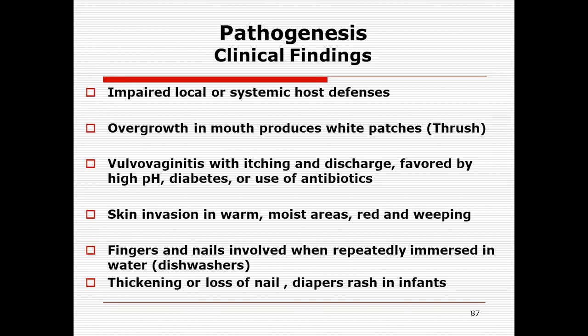So what happens when there is a local or systemic infection, or host impairment of immunity? This allows the organism to enter and results in overgrowth in the mouth, where it produces white patches, which are the pseudomembranes, what we call thrush.